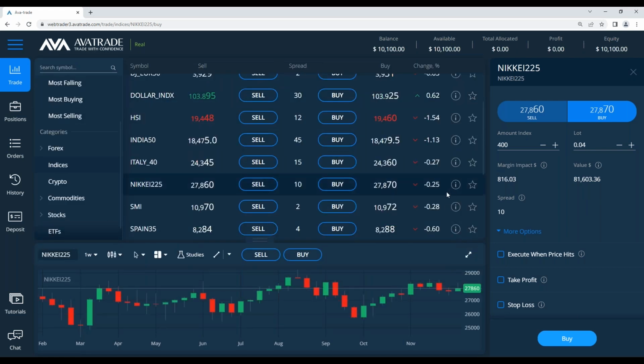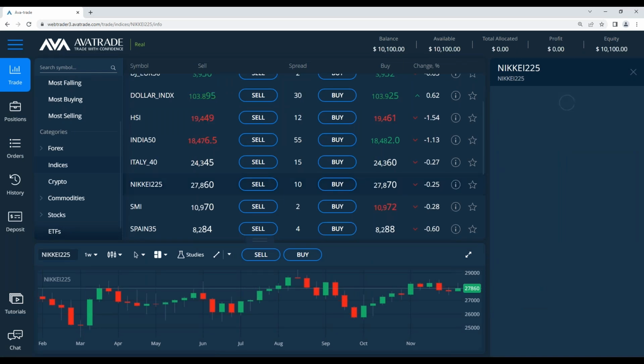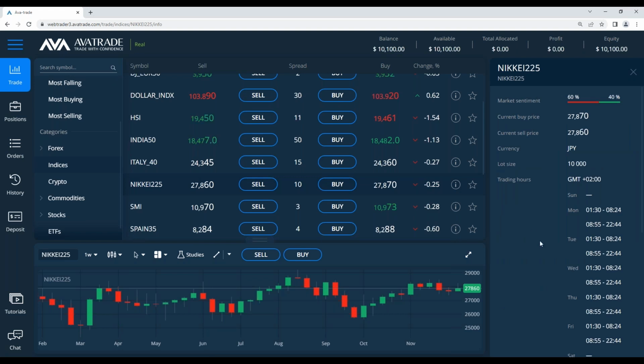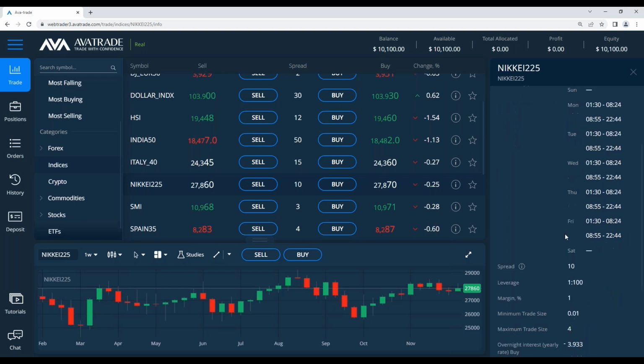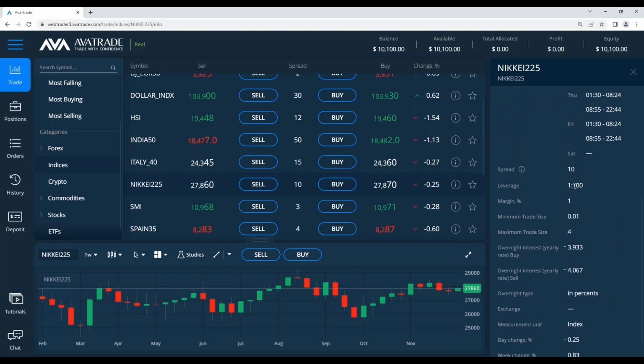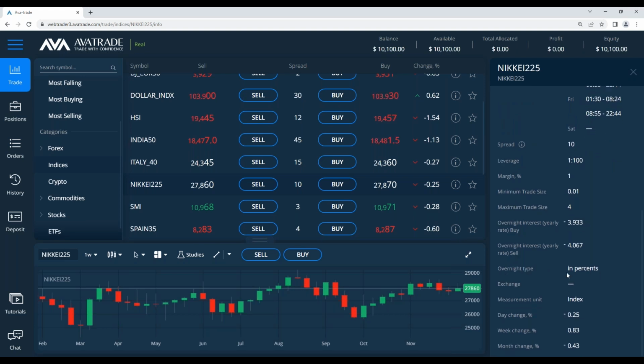If I want more information about this asset, if I click here on the eye, I can get all kinds of information, as you can see here: the times that it's open, the lot size of this asset, what it's related to, the Japanese yen, right? We also have the spread, the leverage. We still don't know what the leverage is, but we'll speak about it. The margin, all kinds of things, overnight fee.